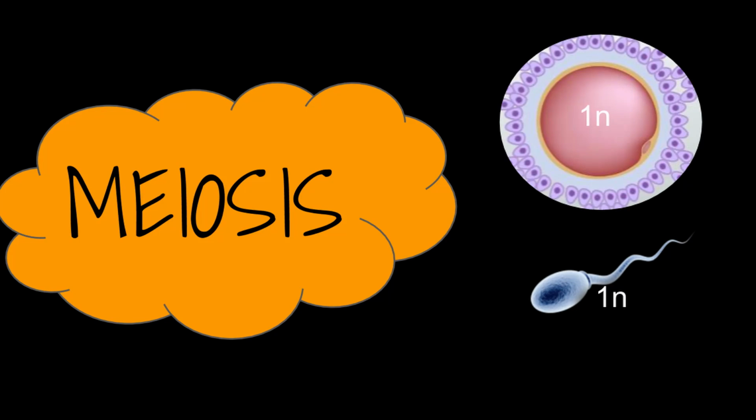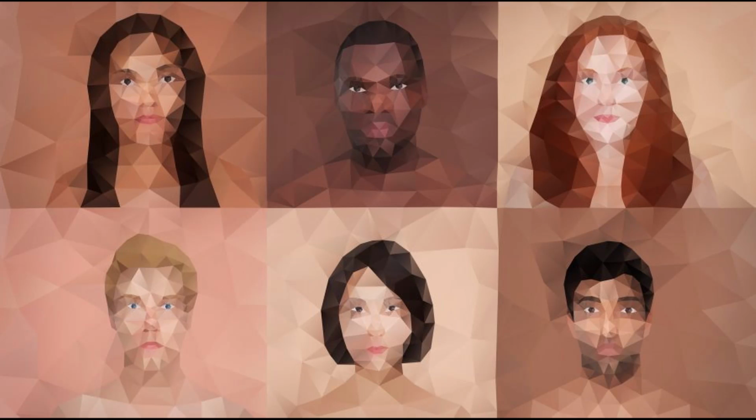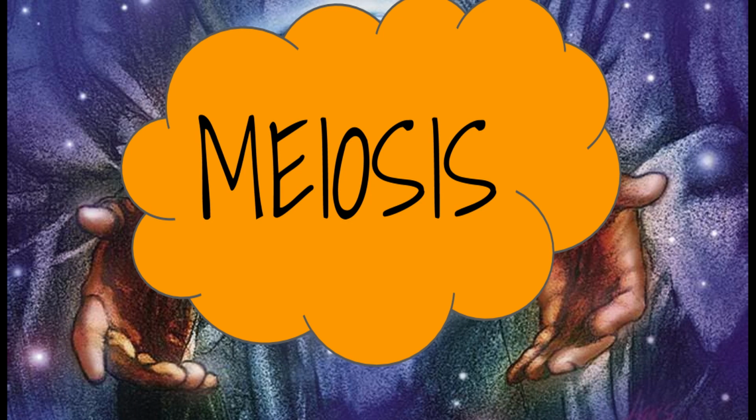We have now made either egg cells or sperm cells, depending on the sex of the organism. Eventually, a sperm cell and egg cell will meet in the process of fertilization, and will be the first steps to becoming a baby. This baby will have completely different genetic traits compared to any other human being on the planet. And that is the wonder of meiosis.